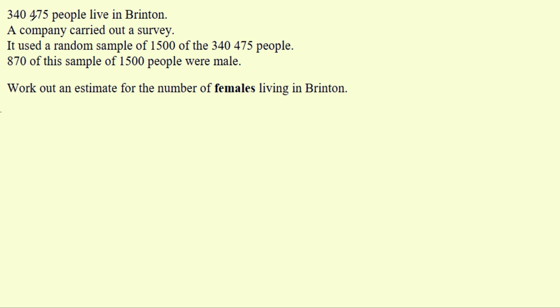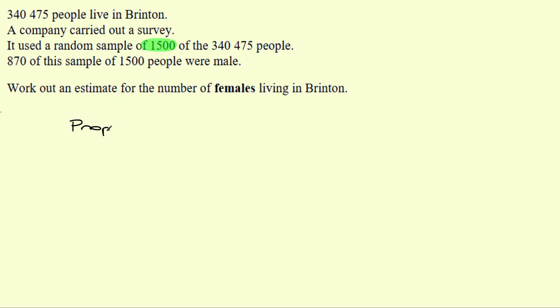340,475 people live in Brinton. A company carried out the survey. It used a random sample of 1,500 of the 340,475 people. Right, let's think about this then. 870 of this sample were male.